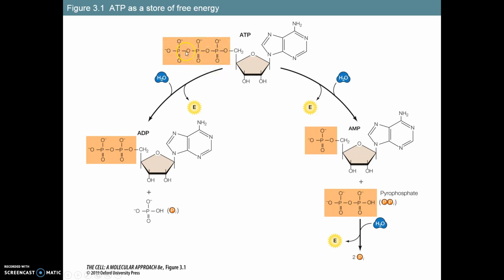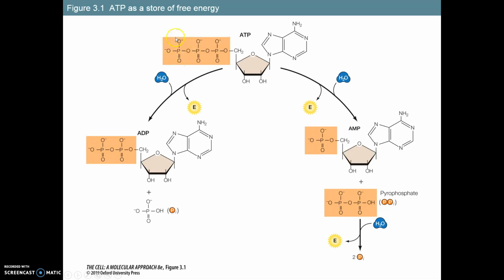Now, when we hydrolyze off phosphates, we can achieve this in one of two ways. We can hydrolyze off one phosphate group at the end, leaving ADP, or diphosphate, and a single inorganic phosphate. This releases a certain amount of energy. That energy is gleaned both from the increase in entropy by now having two molecules as opposed to one, but also we get a release of potential energy that is stored in the bonds holding these phosphate groups together.